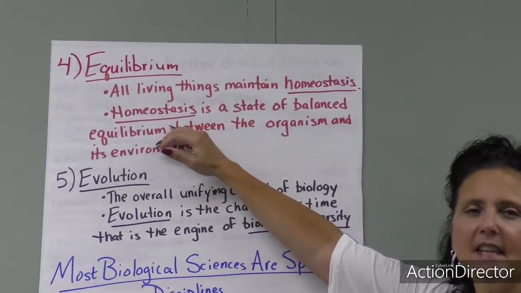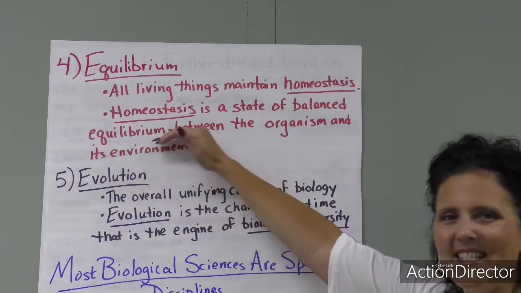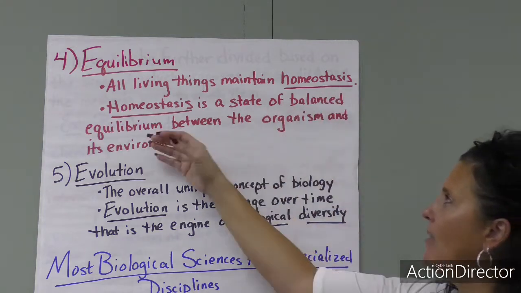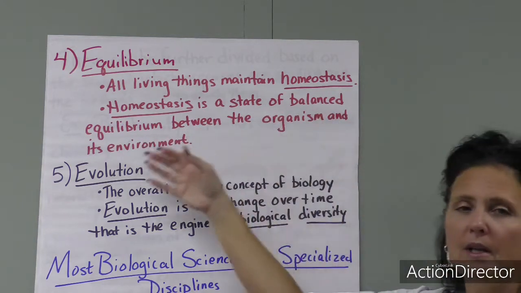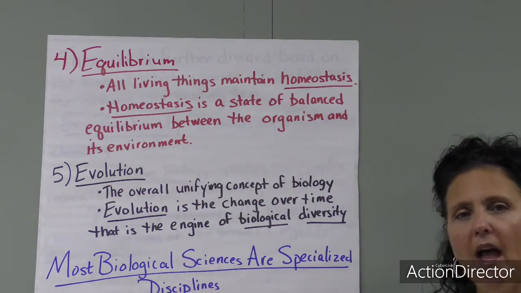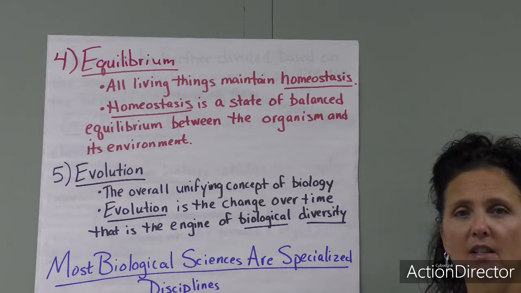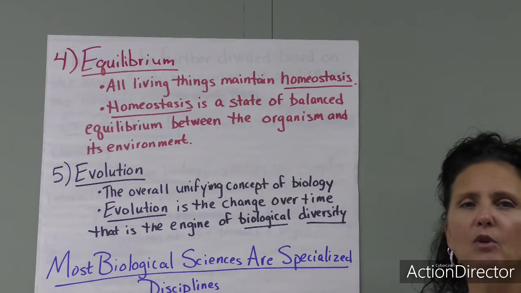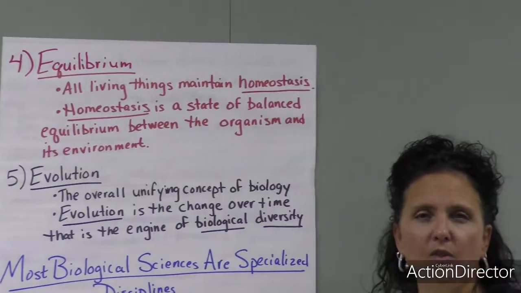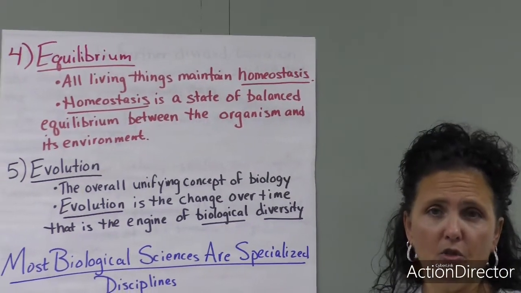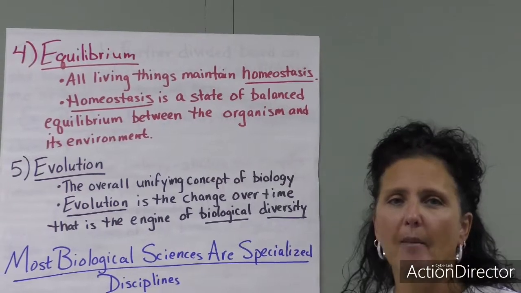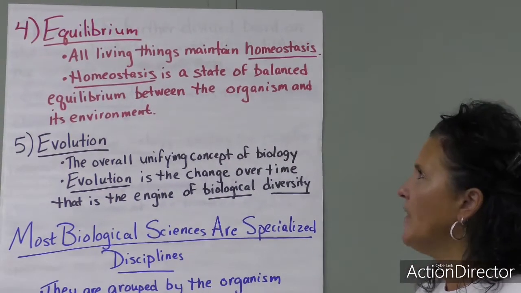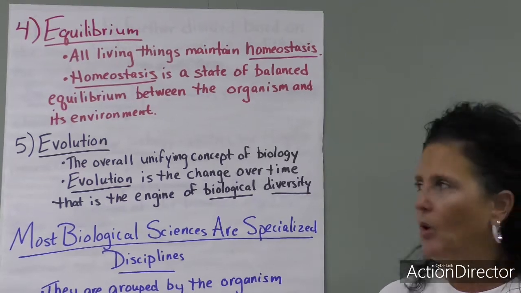And stasis is static. So we're maintaining a static equilibrium, something that's the same, a state of balanced equilibrium between the organism and its environment. We want that. If you did not maintain homeostasis with your body, then something would be wrong. That's why you get the goosebumps when you go outside. And if it's really, really cold and you don't have a jacket on, you shiver to warm your body up. It wants to maintain a homeostatic environment. And so that's very important when we look at the biology of organisms.